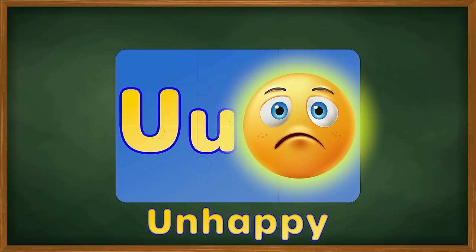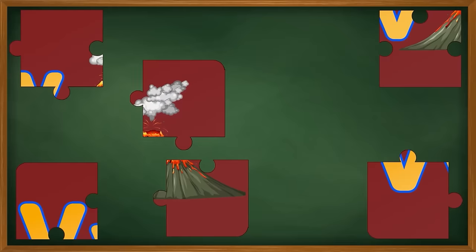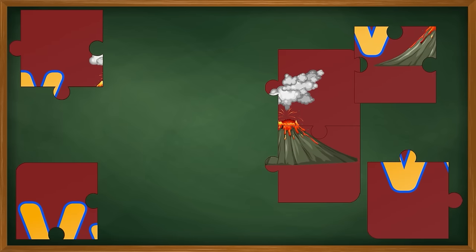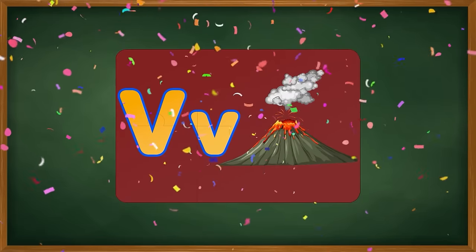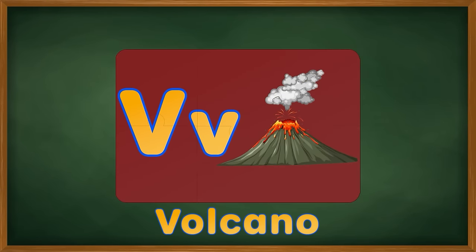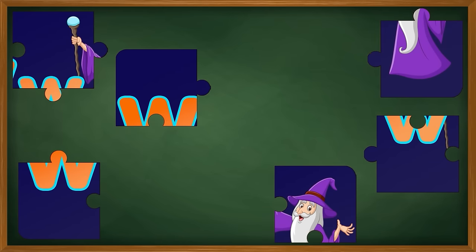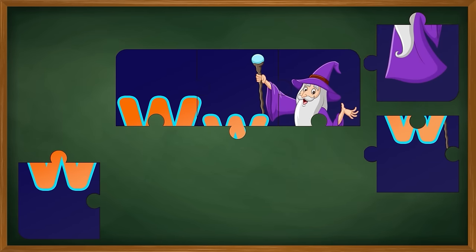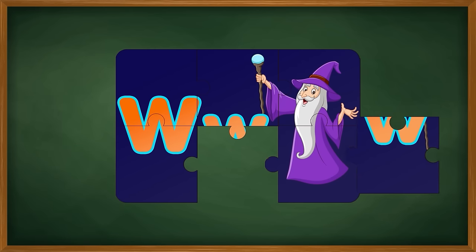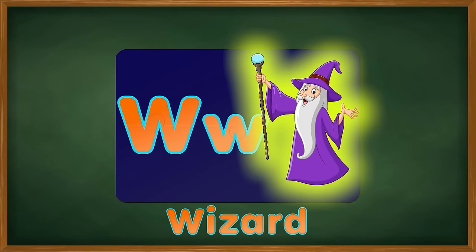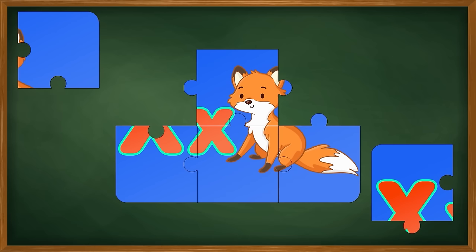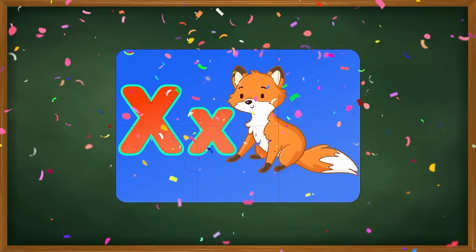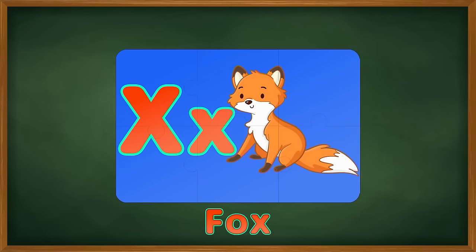U is for unhappy. U, unhappy. V is for volcano. V, volcano. W is for wizard. W, wizard. X is for fox. X, fox.